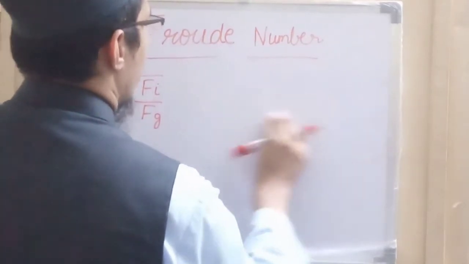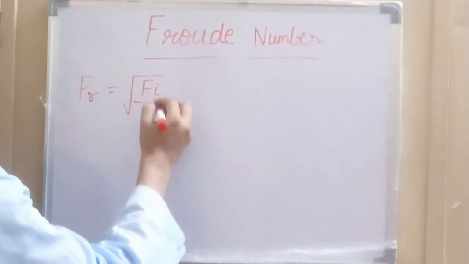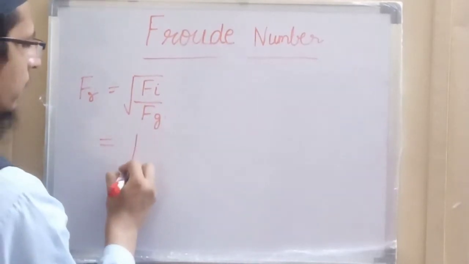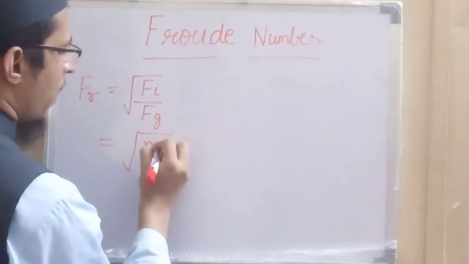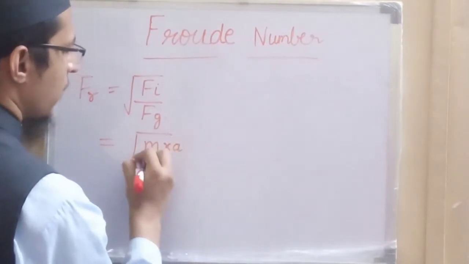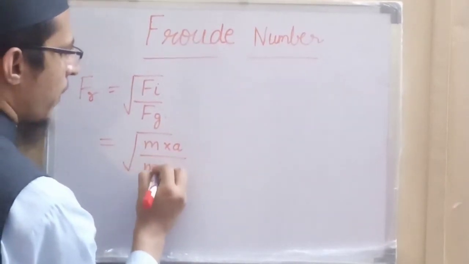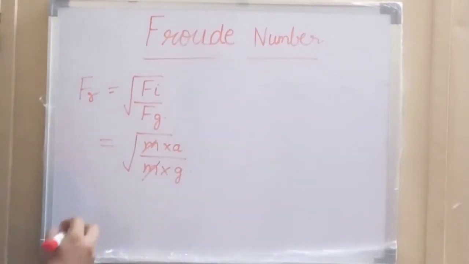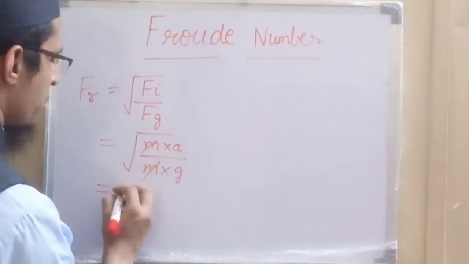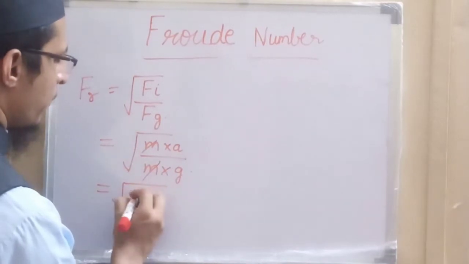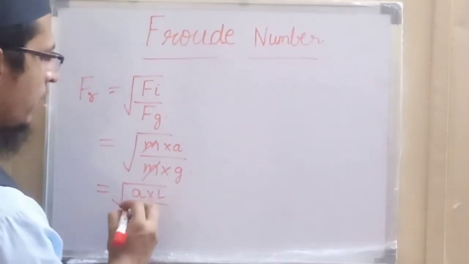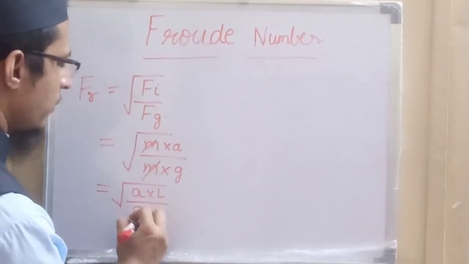So we can define this as ratio of inertia force and gravitational force. So inertia force will be mass into acceleration and gravitational force will be mass into acceleration due to gravity. Can cancel these two. Now by multiplying by length in both denominator and numerator, we can write this in this form.